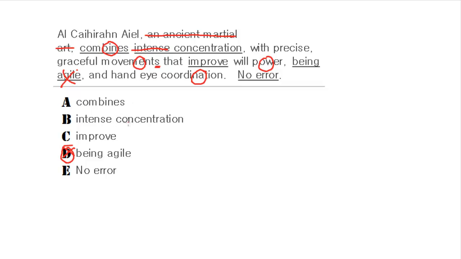Combines is correct. The noun is concentration. Intense is just modifying. Intense concentration means what kind of concentration. Nothing's wrong with that. Improve. Why? All these things, or this martial art, improve that, and there is an error, so answer is D.